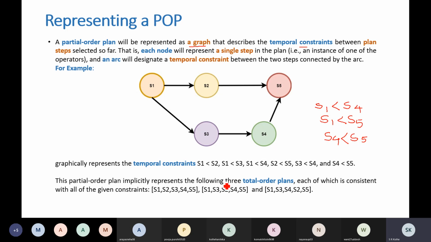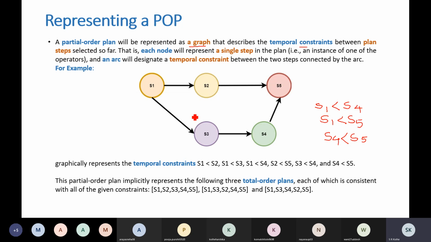So this partial order plan represents the following 3 totally ordered plans. This example is showing 3 total order plans. This is a partial order plan, so that is representing 3 total order plans. What are those? First is S1 followed by S2, then S3, S4 and S5.